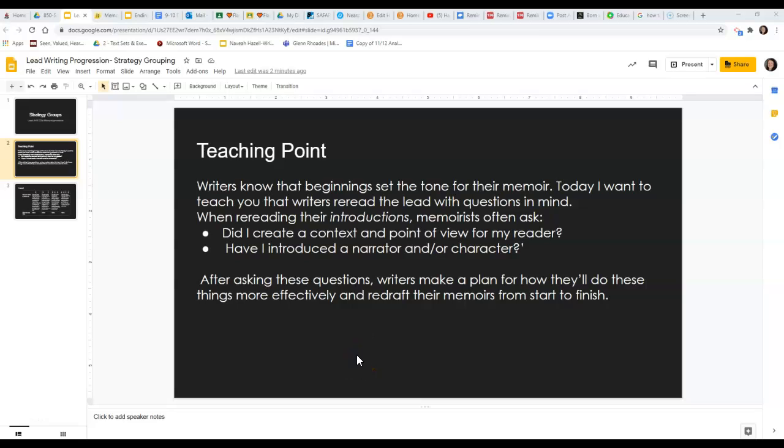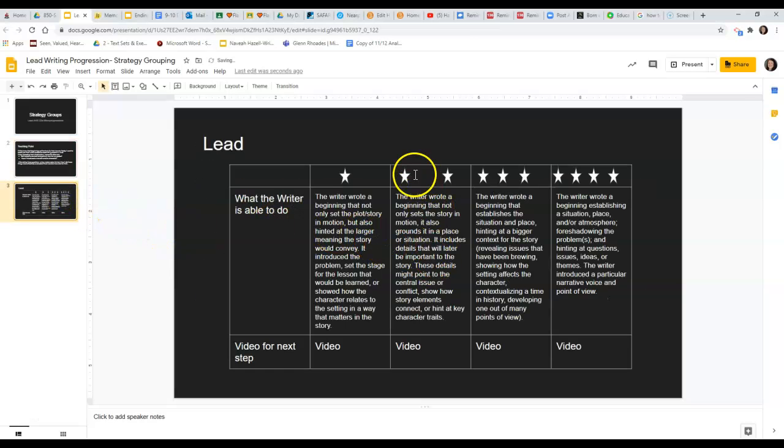Memoir writers know that setting the tone at the beginning of their memoir is very, very important. So they ask these questions: Did I create a context and a point of view for my reader? And how do I introduce a narrator and/or character? What happens if you find that you're in square number 2?